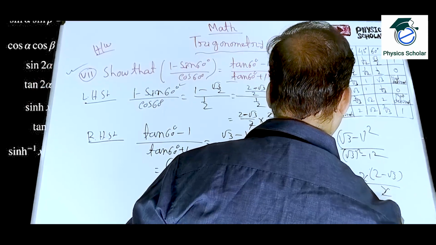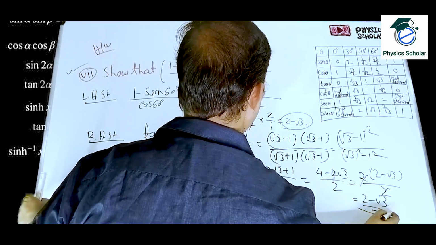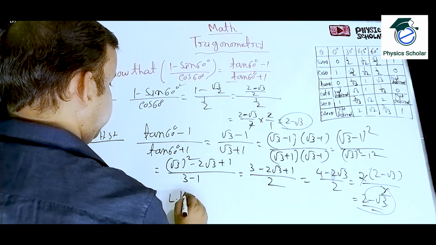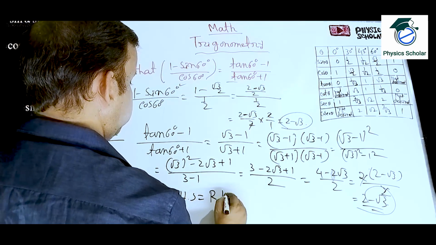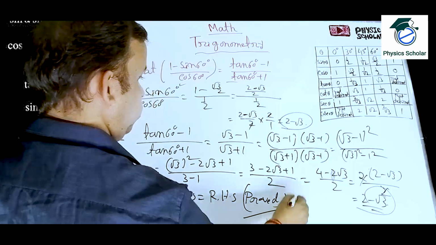So it will be 2 minus root 3. See, 2 minus root 3 is coming, and here also it's 2 minus root 3. Clear? So that means left hand side is equal to right hand side. Proved. Okay, so that will be your answer.